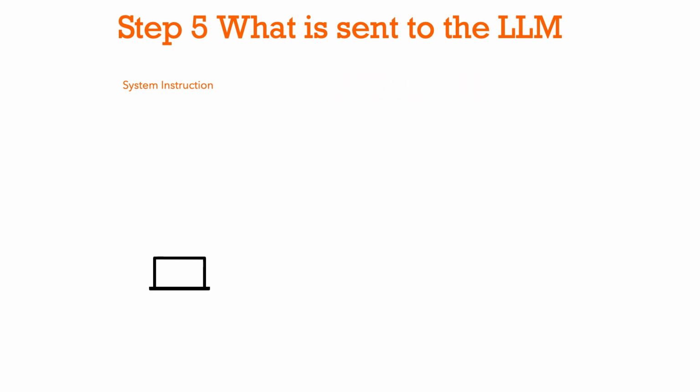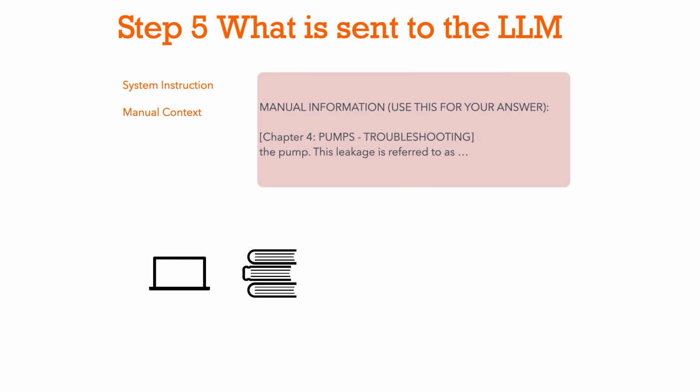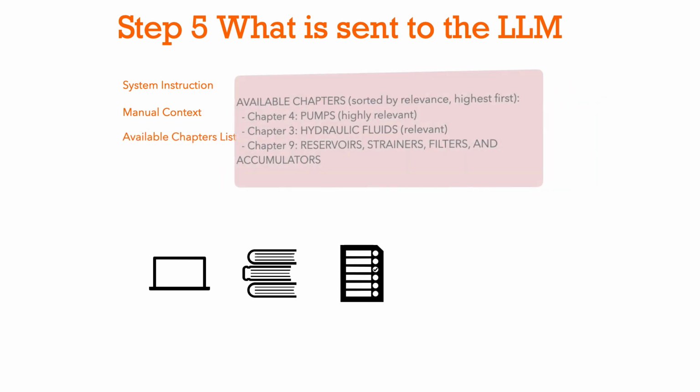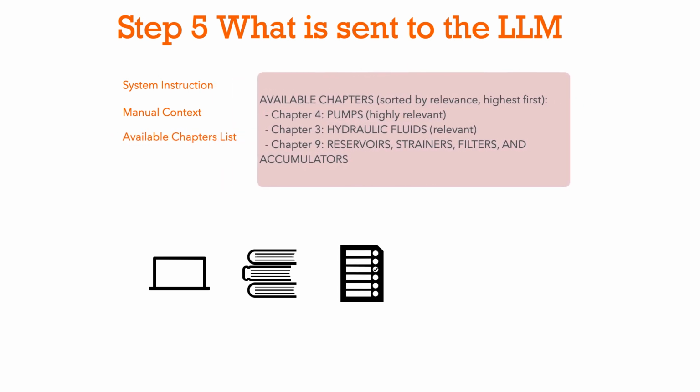Second, the manual context. It starts with the labeling and colon followed by the 5 chunks retrieved by our hybrid search, each tagged with its chapter and section. We are only showing part of one of the chunks here. Third, the available chapters list. It also starts with the labeling and colon followed by the chapter list. The chapter list is sorted by relevance so that the LLM knows which chapters are most important.